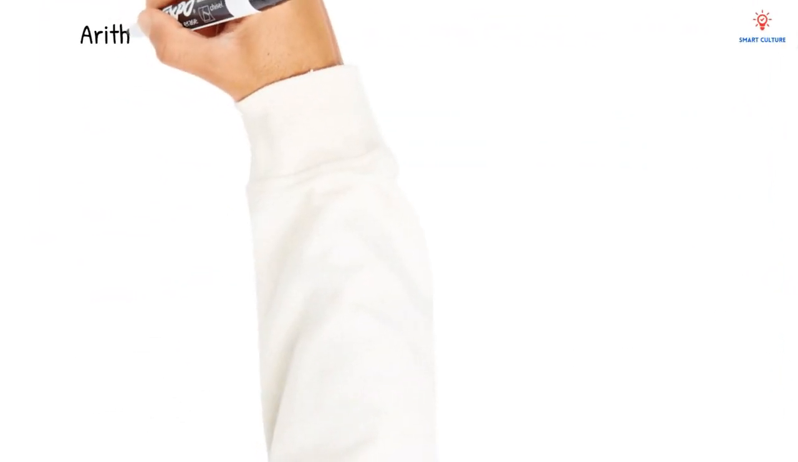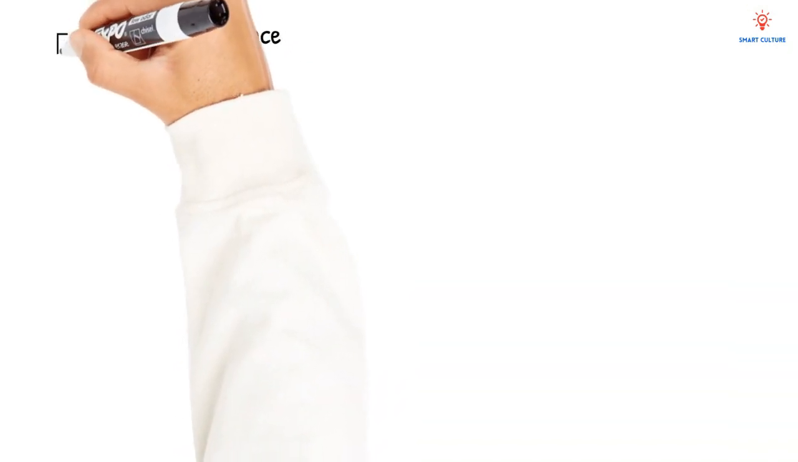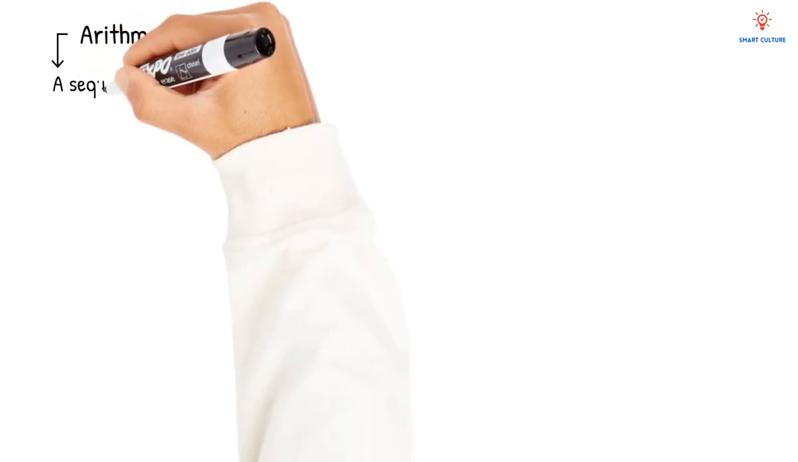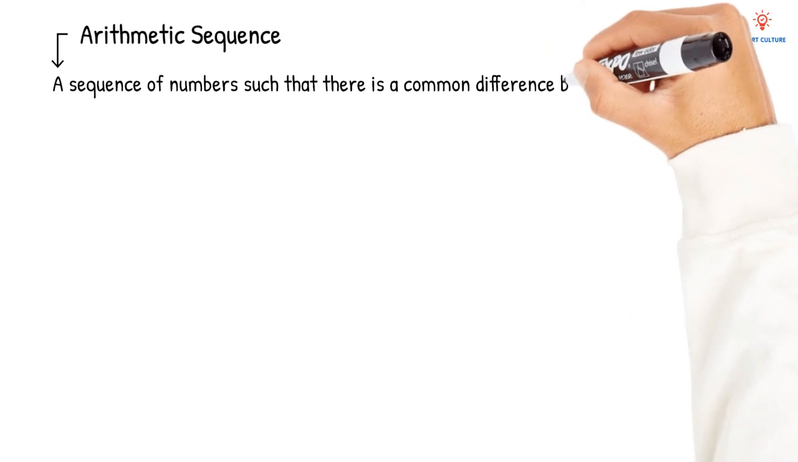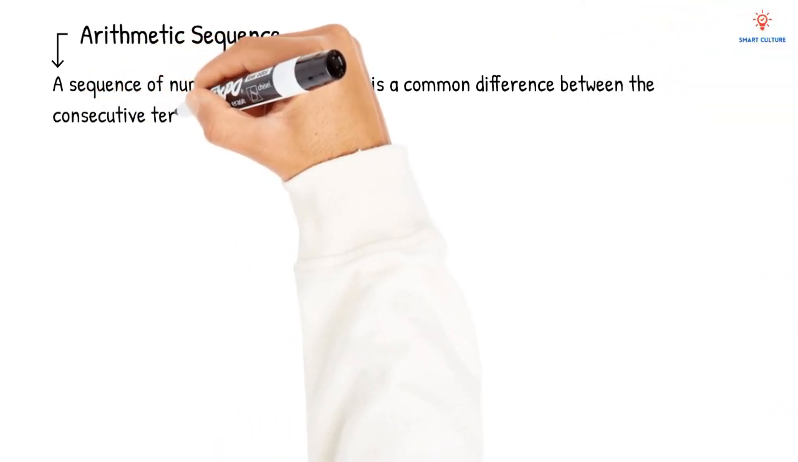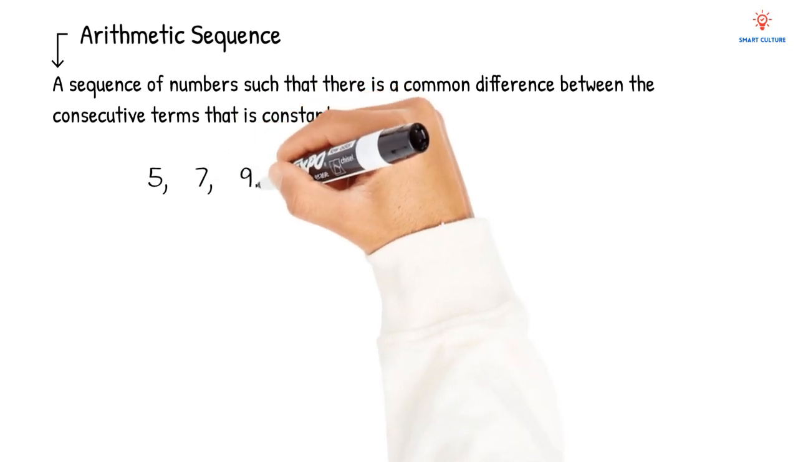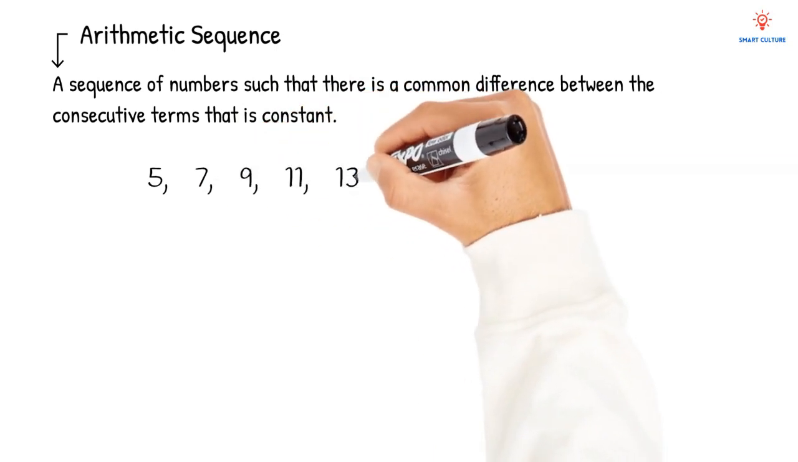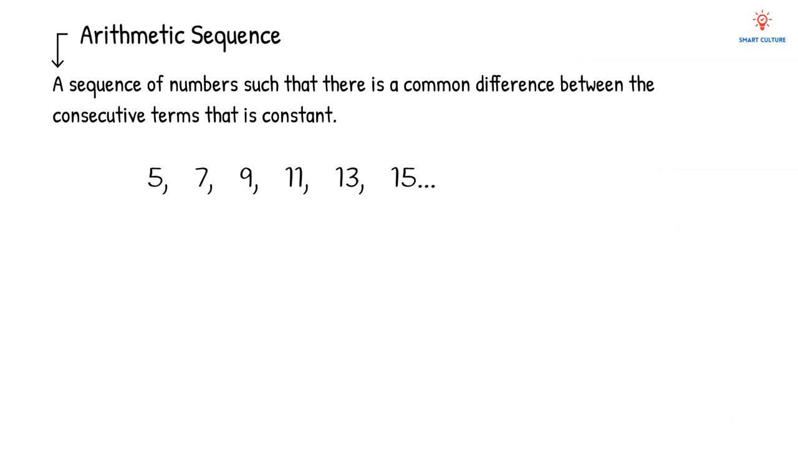Let's recap the definition of an arithmetic sequence. An arithmetic progression or an arithmetic sequence is a sequence of numbers such that there is a common difference between the consecutive terms that is constant. So there is a constant difference. If we take a look at the sequence 5, 7, 9, 11, 13, 15, we can say that this is an arithmetic progression with a common difference of 2.